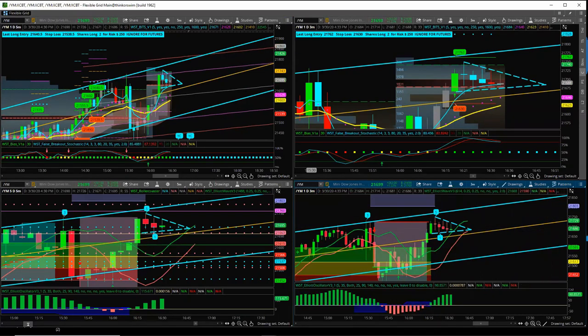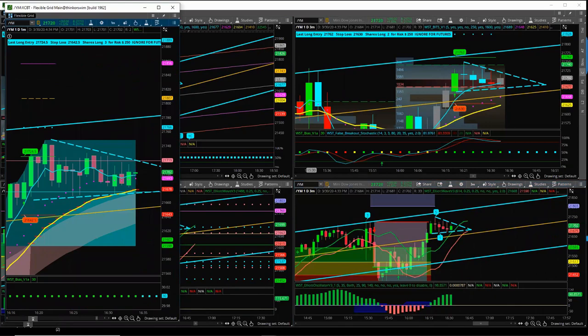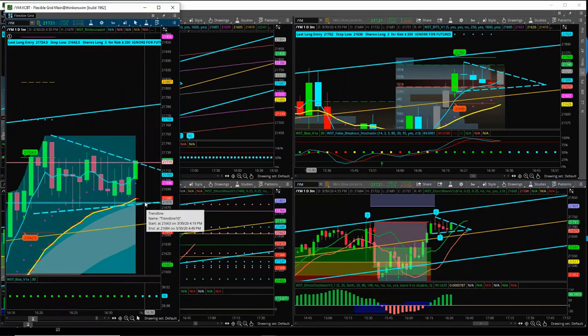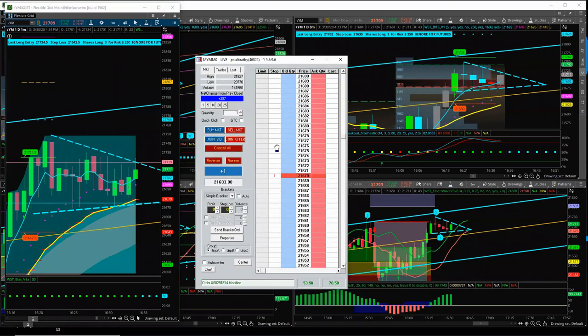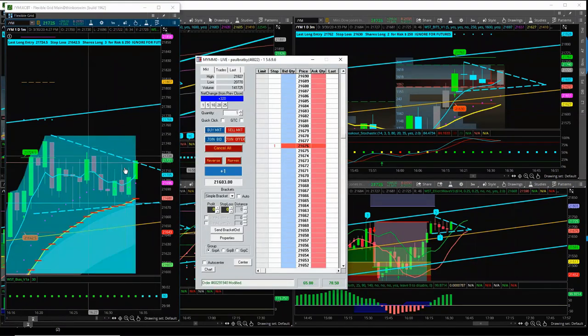Look at that, a little pennant there. Okay, we've got a new 21676 now. 21676. Broken out of this pennant. We need a close above it and then a continuation candle.